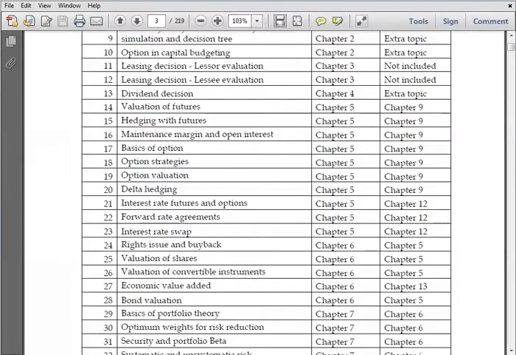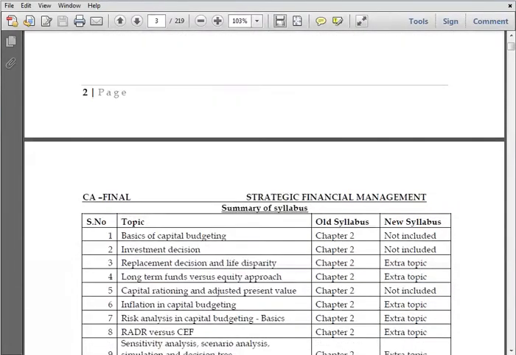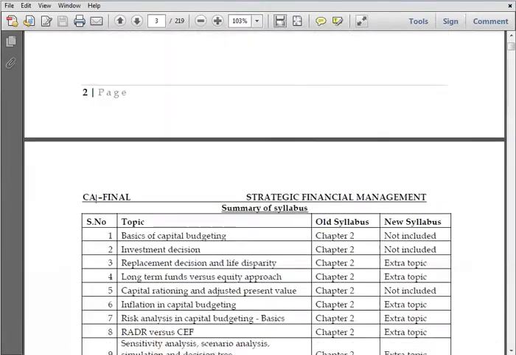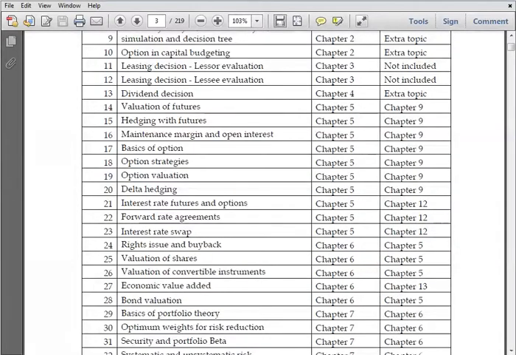So rights issue will be part of chapter 5 of the new syllabus. Initially it shows which chapter it forms part of for the old syllabus and which for the new syllabus. So rights issue and buyback is chapter 6 of the old syllabus, chapter 5 of the new syllabus. Everything else which we are going to discuss is common to both sets of syllabus except these areas, basics of capital budgeting and investment decision. All of that is not there, but apart from that, all other areas, totally 60 topics, are there. Predominantly everything is there for the new syllabus.